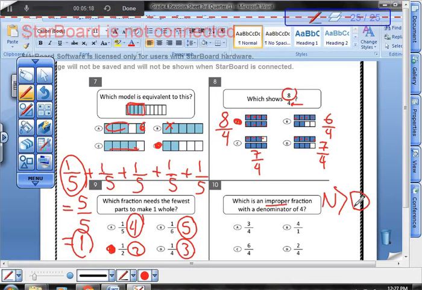So we are searching for denominator 4, but I'm searching for a numerator greater than 4. So the answer will be C, 6 greater than 4, this one. Okay?